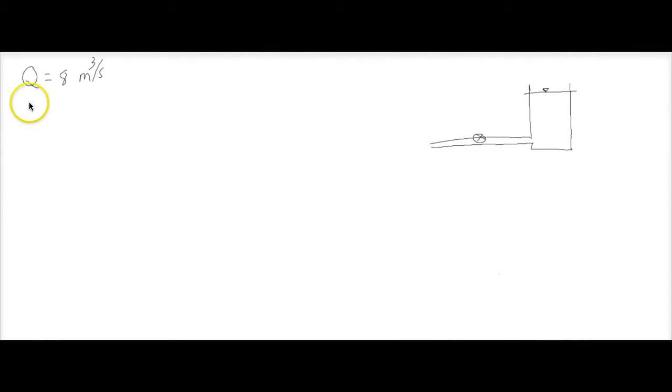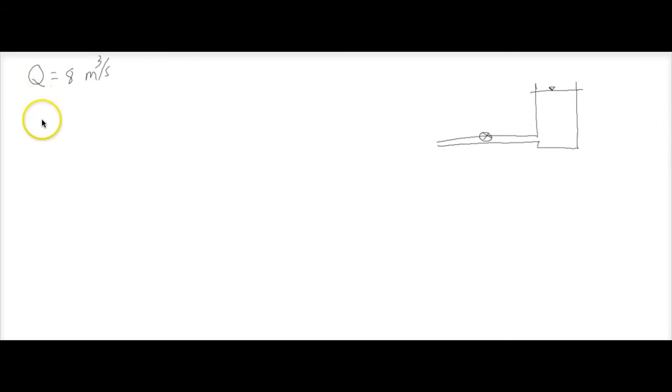So first of all, we need to find out how much is the velocity of flow through the system. So discharge is given to us, and we know that the diameter of the pipe is 1 meter. So we can find the velocity using the Q over A formula, which gives us a velocity of 10.2 meters per second.